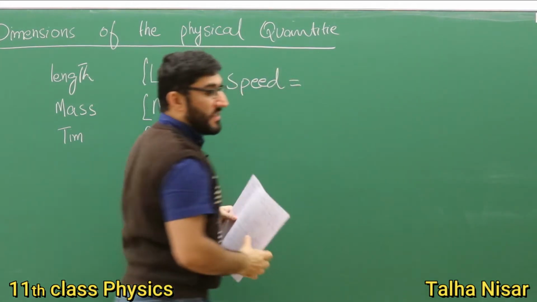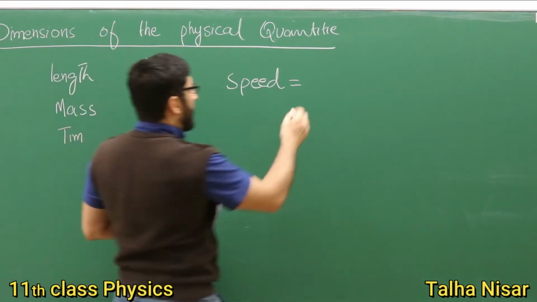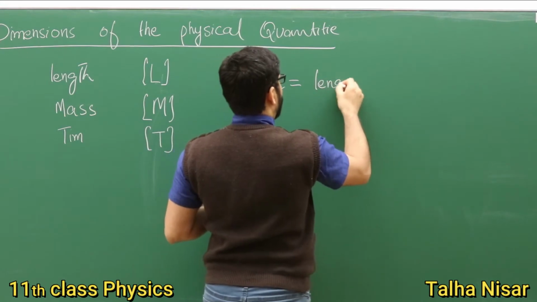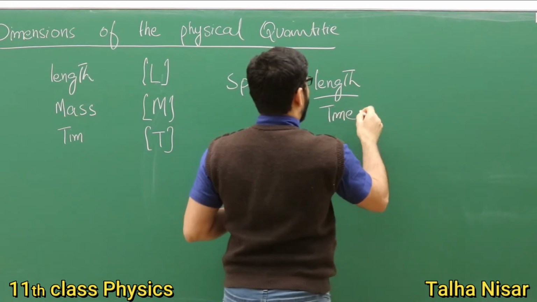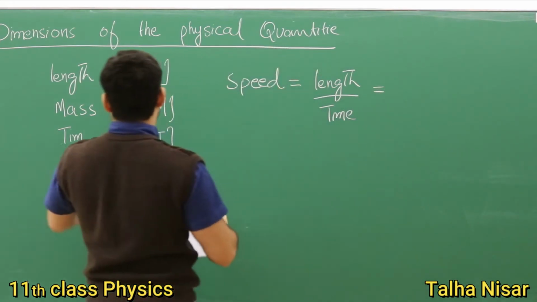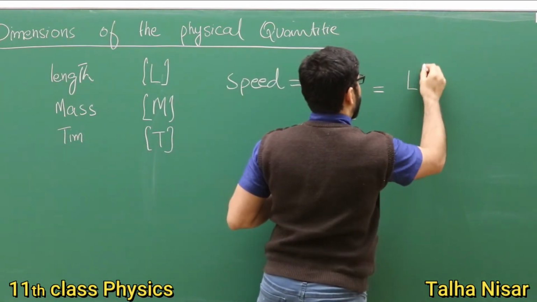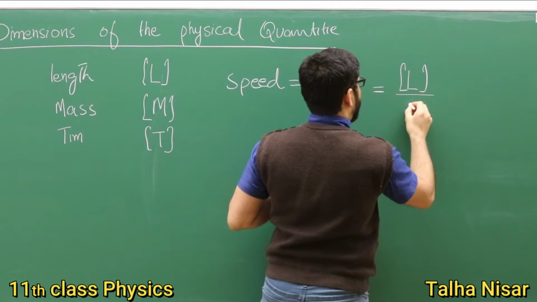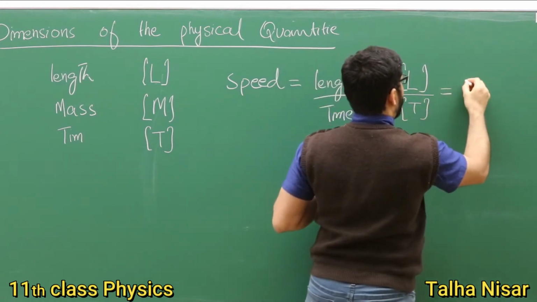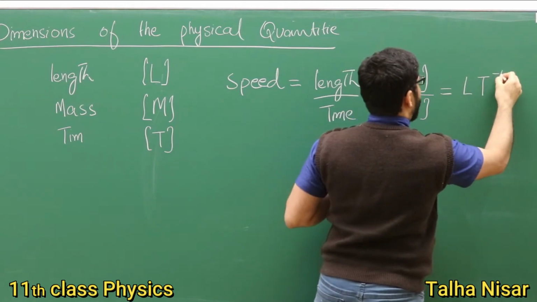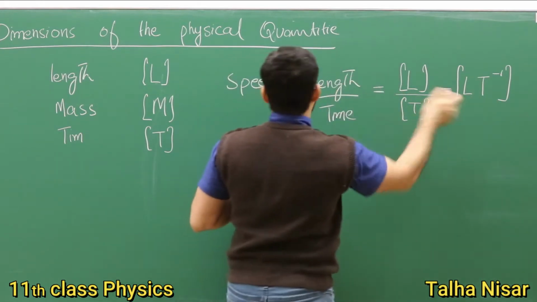Speed is the distance or the length that is covered per unit time. So we have the length per time. So the dimensions will be length divided by time. So length divided by time. Or we can also write L T minus 1. So this is the dimension of the speed.